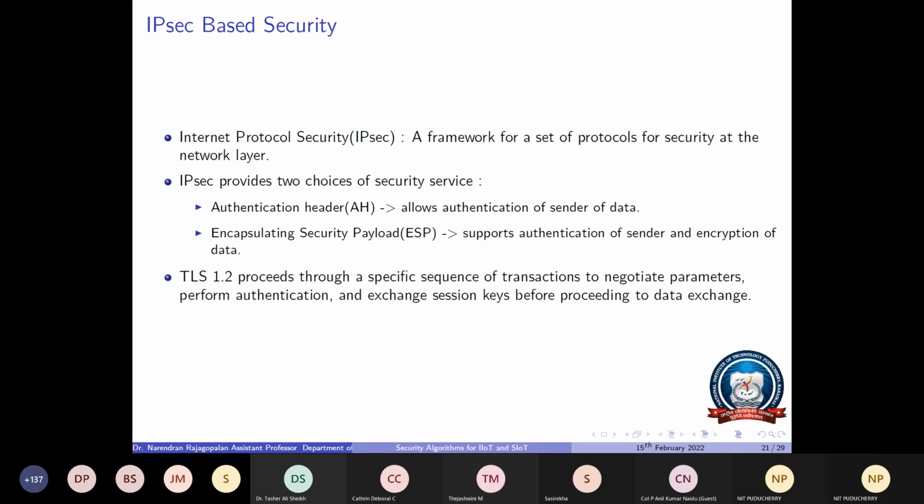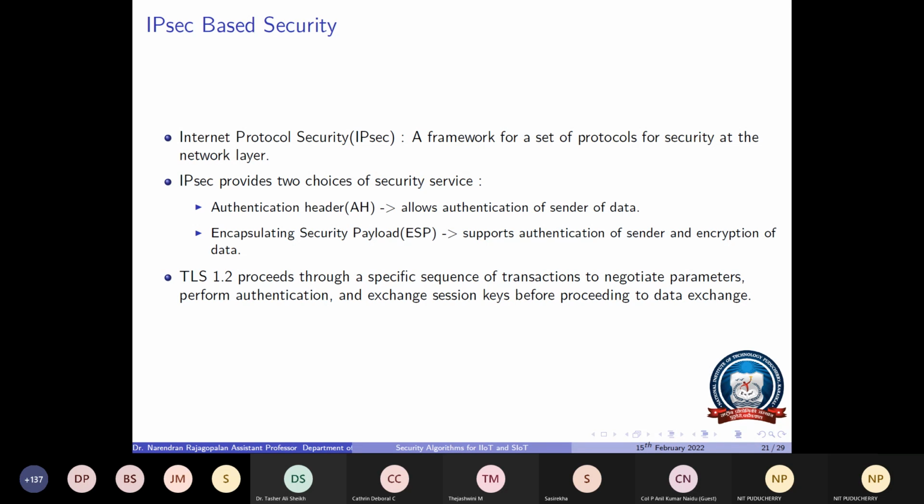So we looked at the cryptographic algorithms with TLS 1.2. It is basically a framework that is able to utilize the cryptographic algorithms and other security to give a secure environment. The same applies even with this IPsec. This is actually a framework which includes a set of protocols for security at the network layer.